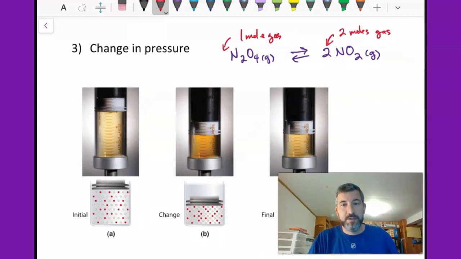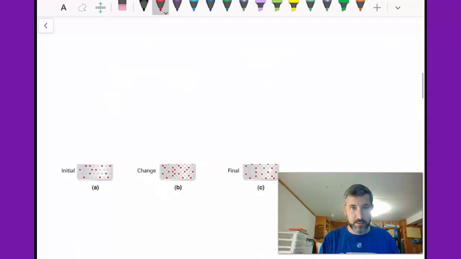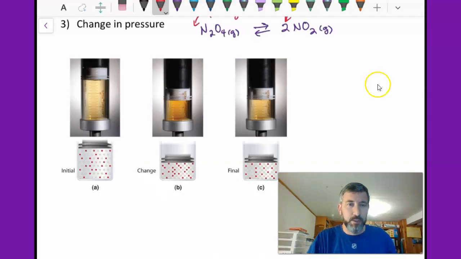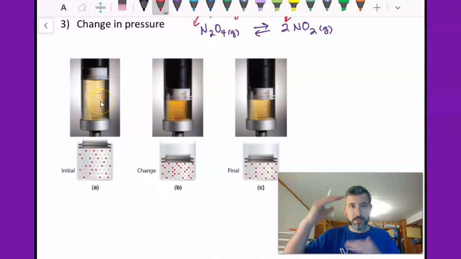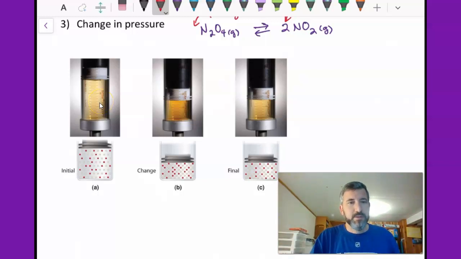So because I have a differing number of moles of gas on each side, when I add pressure, there will be an effect that is a stress. So here I have some of my N2O4 and NO2 in a syringe, okay? So like a piston.